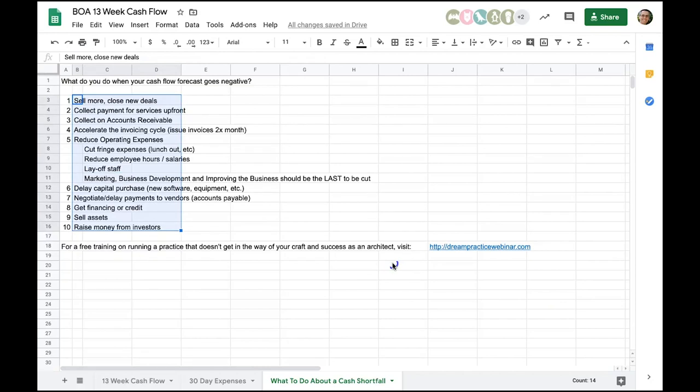Now, worst case scenario, you have to lay off staff. This is going to be a judgment call on your part. We definitely don't want to take on debt if we have excess staff and excess capacity. We want to be able to reduce that and lay off staff first. Marketing and business development, improving the business, these things should be the last thing to be cut.